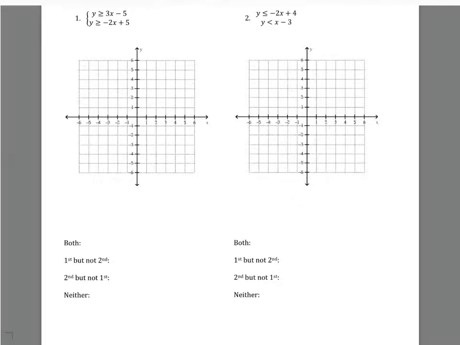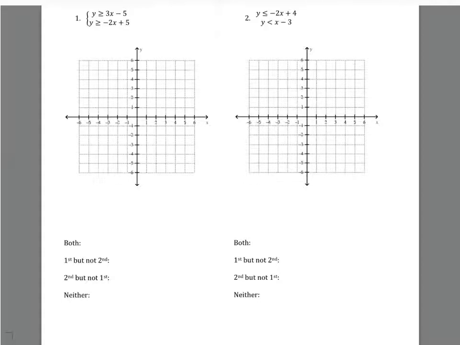Chapter 3, Day 7. Graphing the inequality solutions. Learning target: I will be able to graph systems of inequality and identify points that satisfy each, both, and neither. So with the given inequalities, I'm going to graph the information based on what we learned in Chapter 2. Take a look at example number 1.